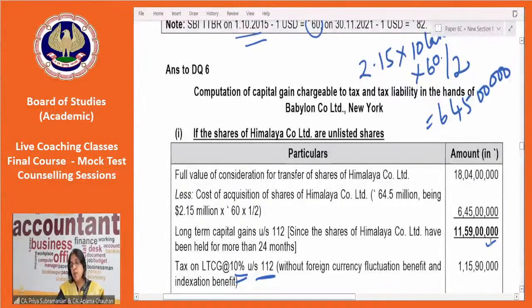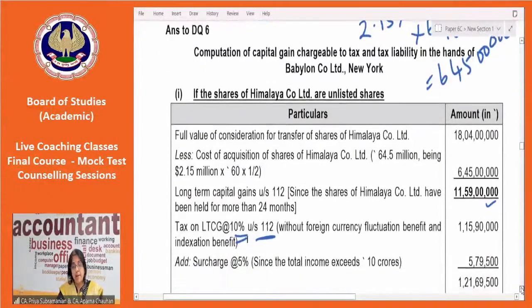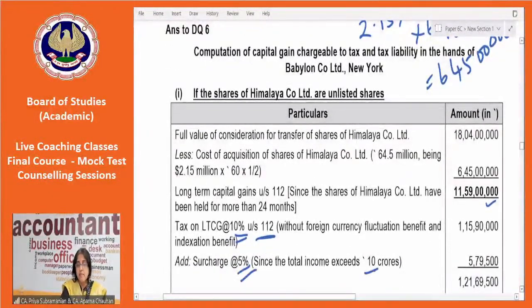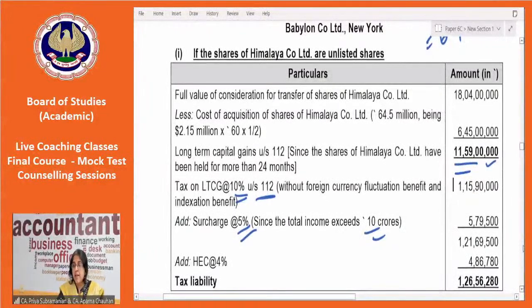So it's 11 crore 59 lakh, and 10% is 1 crore 15 lakh 90,000. Since the amount is greater than 10 crores, surcharge at 5% would be attracted, and cess at 4% would be attracted. Fine, then you get the liability.